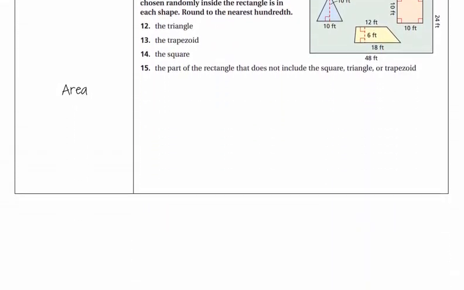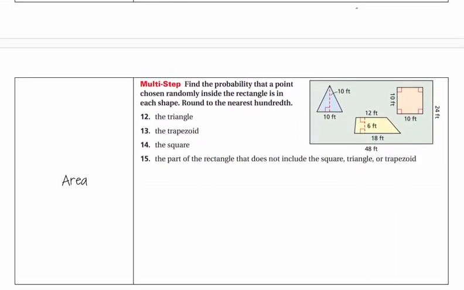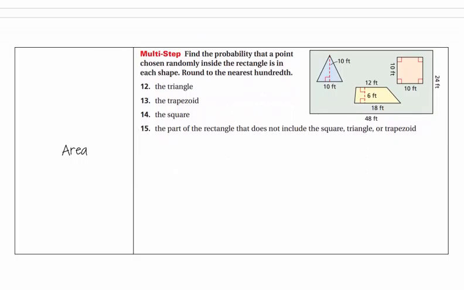Very last part is area. And it says, find the probability that a point chosen randomly inside the rectangle is in each shape. Round to the nearest hundredth. So the first thing we gotta do is figure out the area of the rectangle. So let's go back to our area formulas. Rectangle is just base times height.